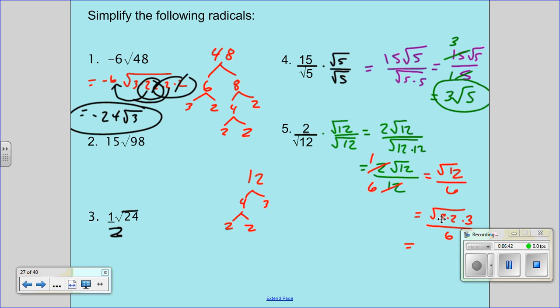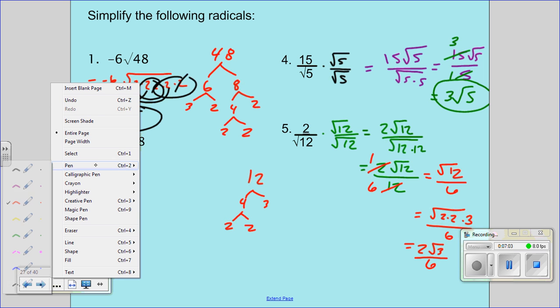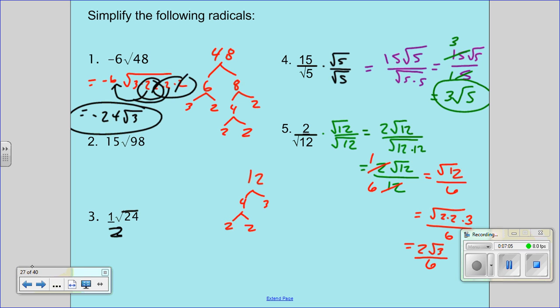So at the top, I have a pair of 2s, so that means 1's going to cancel and 1 comes out in front. So I would have a 2 in front and only 3 inside, and all of that is over 6 still. So that means I can again reduce the 2 and the 6 now. So 2 goes into itself once, into 6 3 times. So the final answer would be square root of 3 over 3.